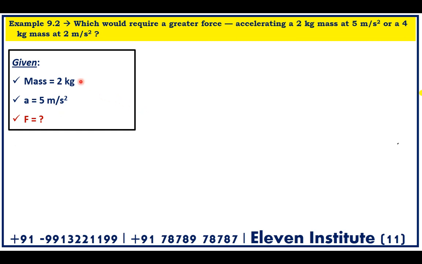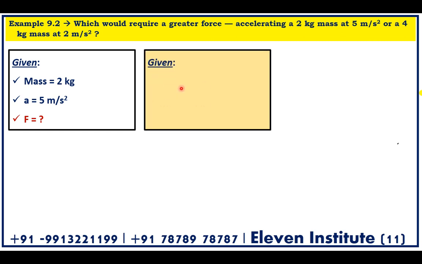An object of mass 2 kg, I have to provide an acceleration of 5 meters per second square, and I have to find how much force I have to apply to achieve this. One more condition is given, or a 4 kg mass at 2 meters per second square. So I will write it separately. That mass is 4 kg and acceleration is 2 meters per second square. Again I have to find the value of force. So here and here, at both the places we will find the force F, and then finally we have to tell which one of them has a greater value, right, which would require a greater force.